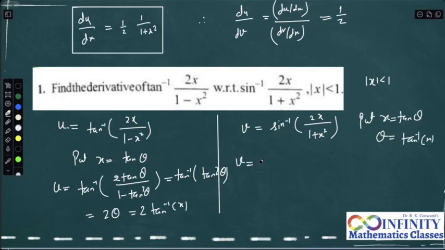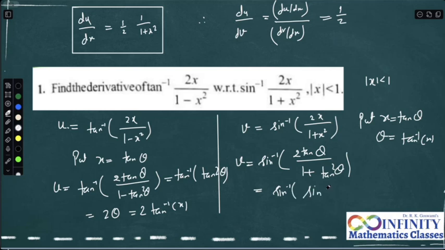So I will be having sine inverse, how much should I write? It is 2 tan theta over 1 plus tan square theta, which is equal to sine inverse of sine 2 theta. Sine inverse will cancel out with this sine. You will be having 2 theta, which is the same as 2 tan inverse x.